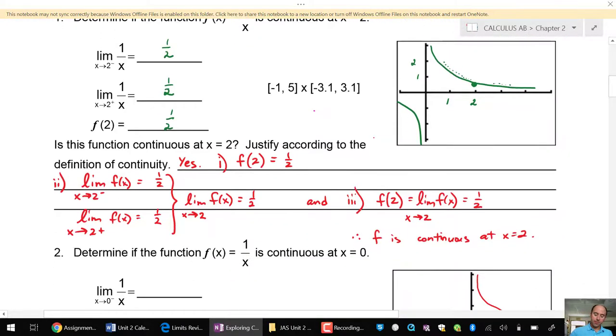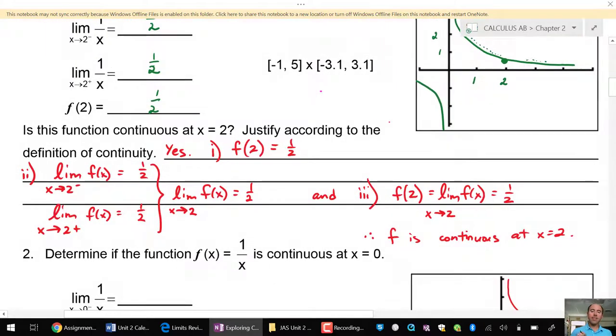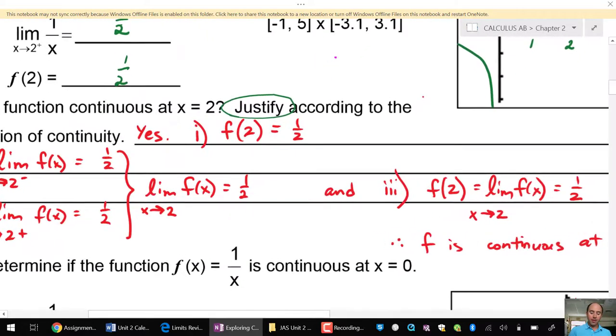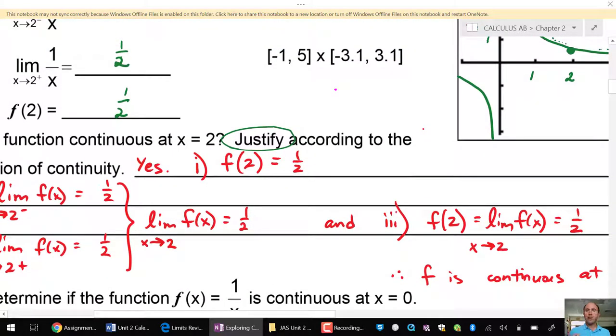Now, the question says, is this function continuous at x equals 2? Well, the answer would be yes. But when the words justify or prove or verify come into play, then we've got to get very specific and use our formal definition of continuity at a point. So here are the three criteria, and let's follow along as we make sure that we have them all written down. So jot this down.